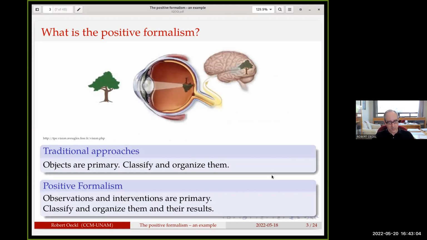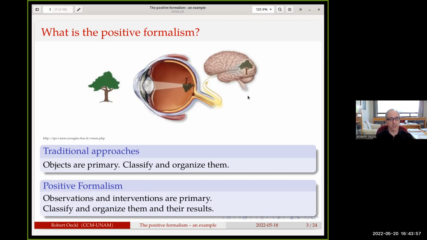So from a conceptual perspective, what is the positive formalism about? Here I have a picture that sometimes I like to show at the beginning of talks about the positive formalism. It comes from a page that explains how human vision works. You can see an eye here. You can see an object, in this case a tree, and the light that comes from the tree is focused onto the retina in the eye, and there electrical impulses go to the interior of the brain, where an image of this object, the tree, is reconstructed.